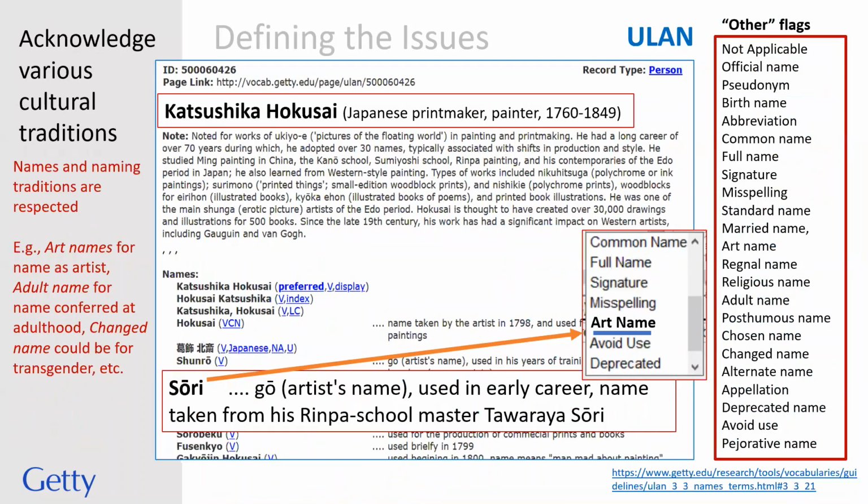Now we're over in ULAN. We can acknowledge various cultural traditions, such as names and naming traditions, for example, in ULAN. Here we have Sori. It's a name for the printmaker Hokusai. It's one of his art names that he used early in his career. So this can be flagged as such. And we can also use the same set of flags to, for example, flag an adult name that was conferred at adulthood by a certain culture. We could indicate a changed name, for example, if it's a transgender artist who changed their name.